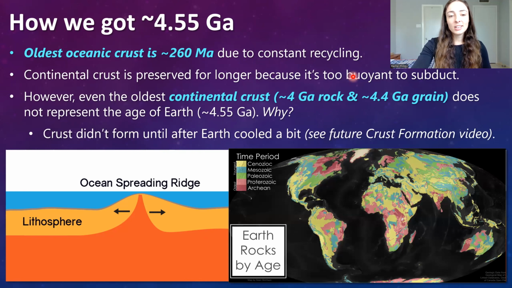So why is this? Well, continental crust didn't actually form right when Earth was accreting, right when Earth was being born, basically. Earth was molten and had to cool a bit before continental crust could cool and isotopes could set, basically. So I'll talk about this in a future crustal formation video where I talk about how oceanic and continental crust eventually formed on early Earth.